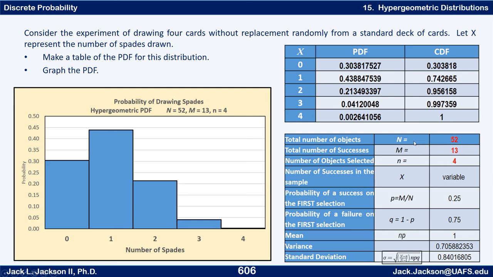So remember our defining parameters. The total number of objects is N equals 52 cards. The number of successes is M equals 13 spades. The number of objects selected is n equals 4 cards for our hand that we're selecting. X is the number of successes in a sample. It's variable, but it's either 0, 1, 2, 3, or 4.